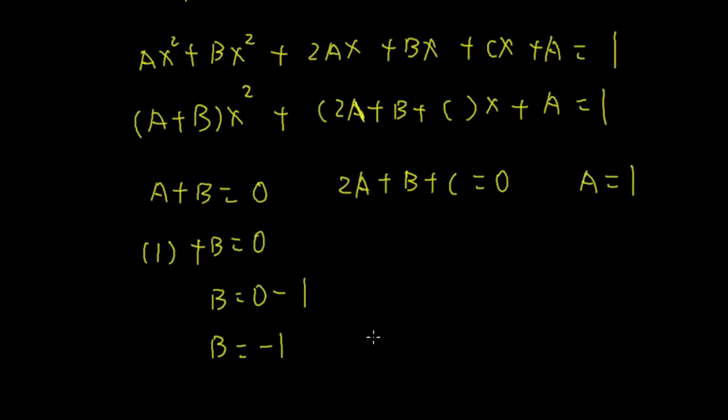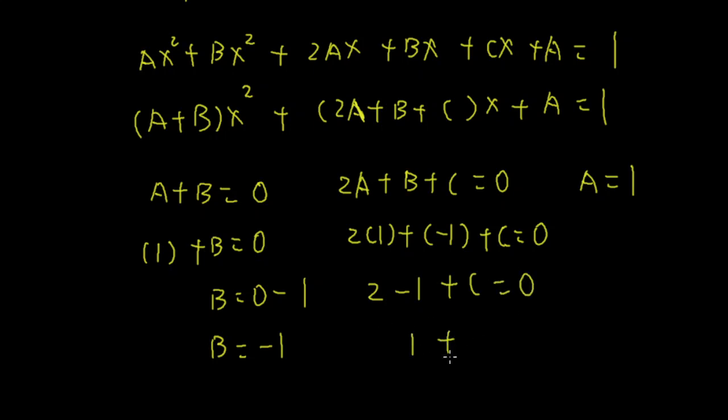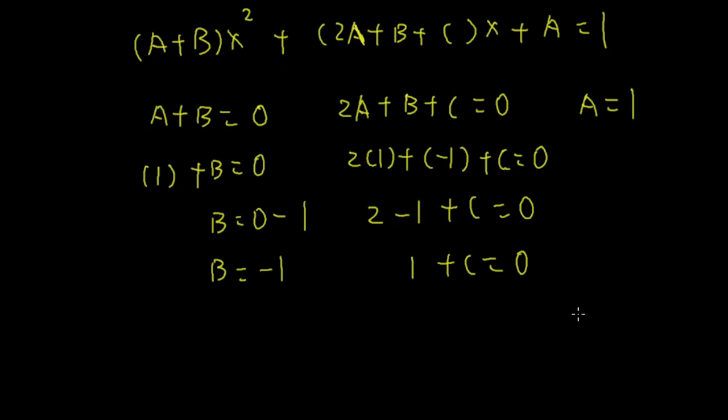Now we have a and b figured out. Now we just have to figure out c. And we can plug a and b here to figure out c, right? So here, a is 1, right? So 2 times 1 plus b, which is negative 1, plus c equal to 0. Now 2 times 1 is 2. Now plus negative 1 is minus 1. Plus c equal to 0. 2 minus 1 is 1. Plus c equal to 0. C is equal to 0 minus 1. C is also equal to negative 1.